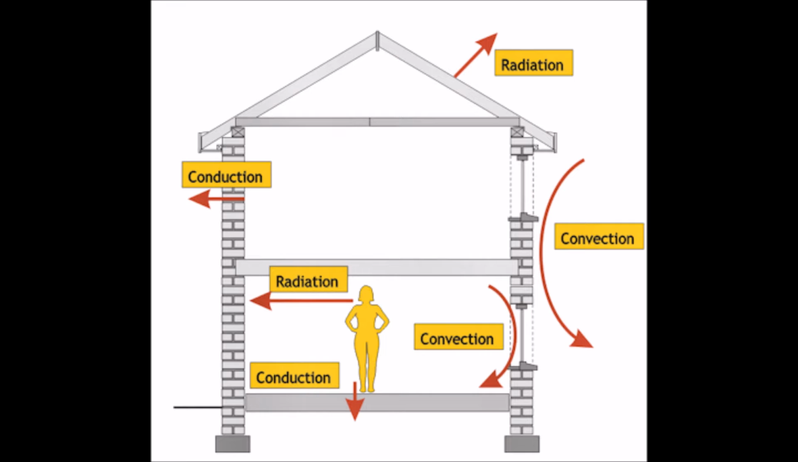Radiation. All bodies which are hotter than 0 degrees Kelvin emit thermal radiation. They also absorb thermal radiation emitted by their surroundings. The difference in the total amount of radiation emitted and absorbed by a body at any given moment may result in a net heat transfer, which will produce a change in the temperature of that body.